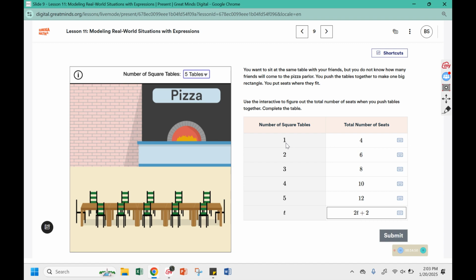2 times 1 is 2, plus 2 is 4. 3 times 2 is 6, plus 2 is 8. 4 times 2 is 8, plus 2 is 10. 5 times 2 is 10, plus 2 is 12.